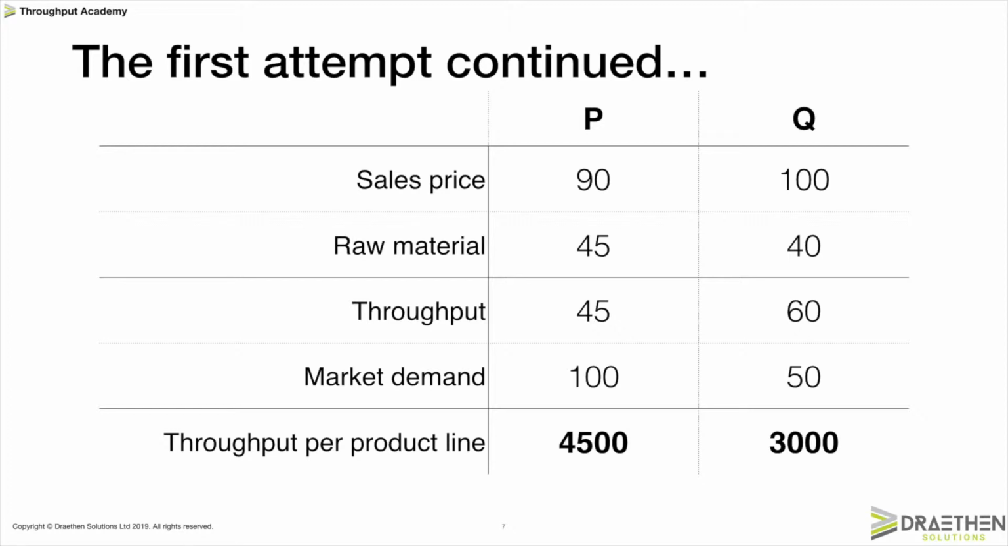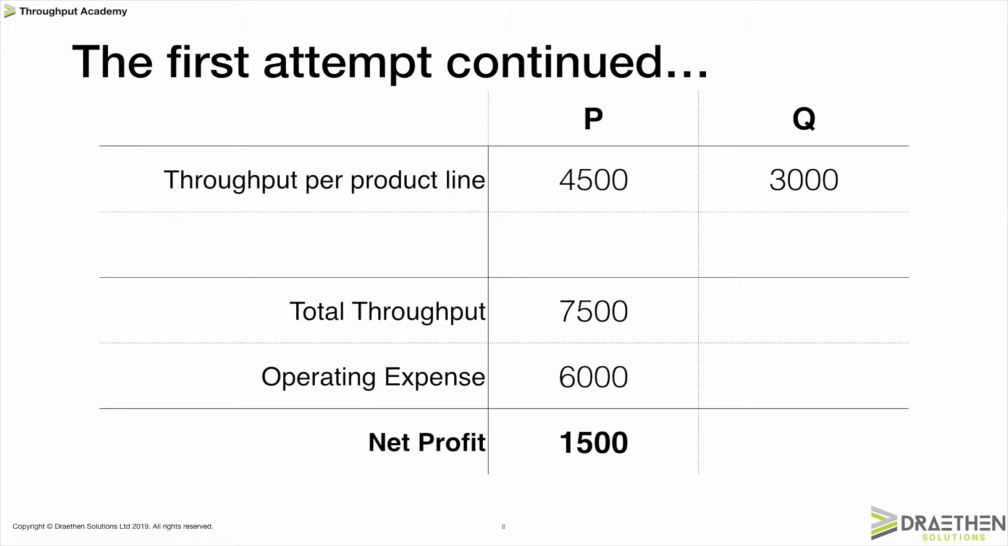So for product P, £45 of throughput per unit, market demand of 100 equals £4,500 of throughput in total from product P. For product Q, multiply £60 of throughput per unit by the market demand of 50 units and you get £3,000 in throughput generated by product Q. Then what people do is add the two throughput subtotals together, so 4,500 plus 3,000, which equals £7,500 of throughput generated in total for the week from satisfying the market demand for both products.